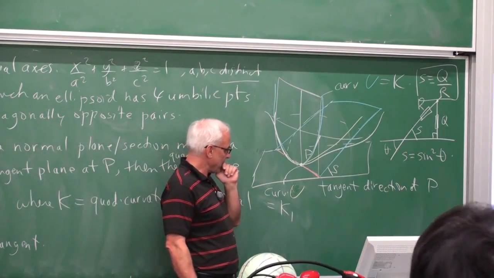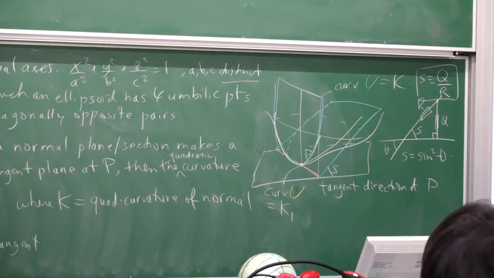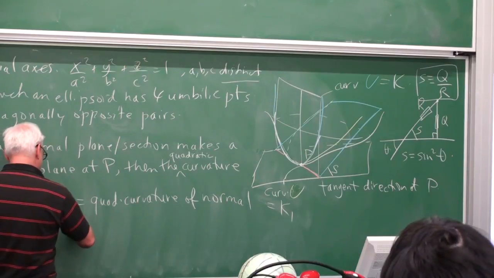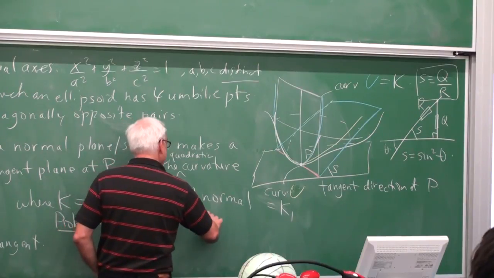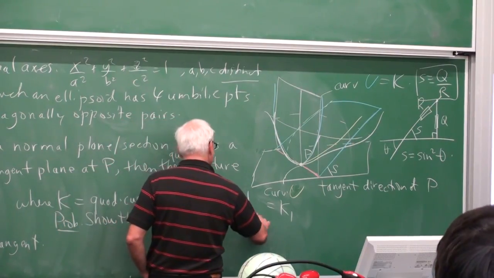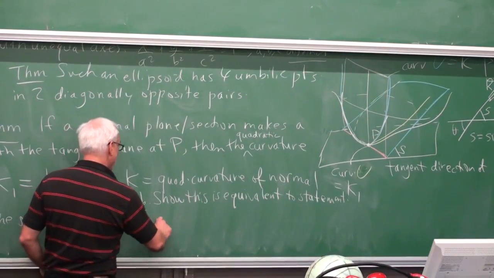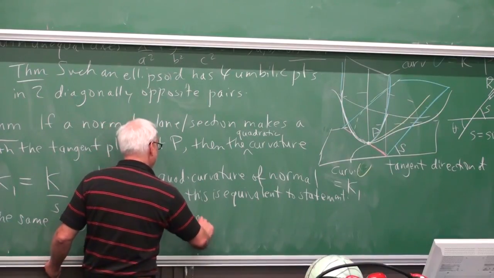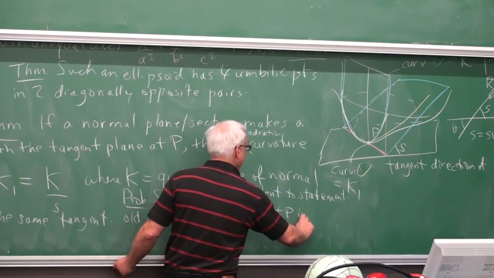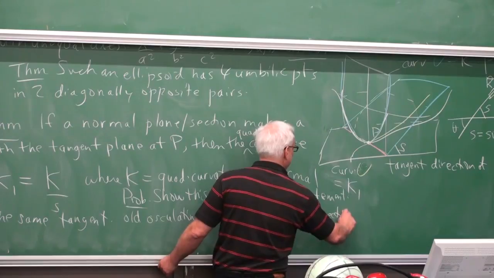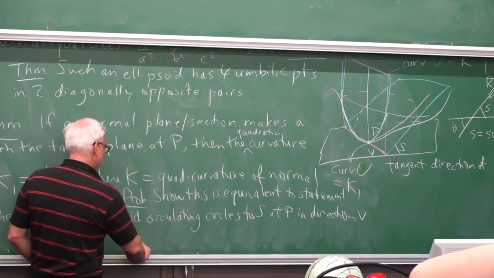Meusnier's theorem has another interpretation, and I might leave this as a problem for you. Problem: show this is equivalent to the statement that all osculating circles to the surface S at P in the direction, well, let's give this direction a name, let's call it V, in the direction V, lie on a sphere.